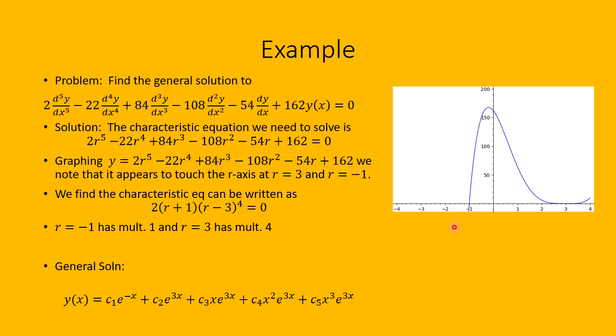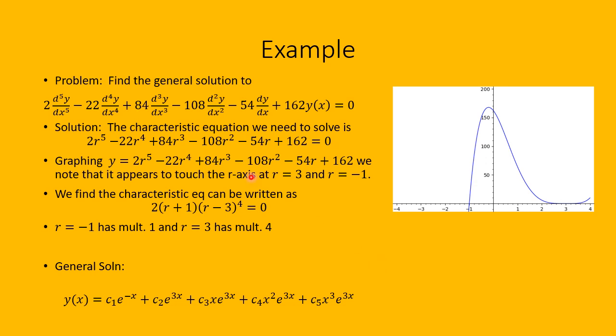From here, it looks like the polynomial crosses the x-axis at -1 and perhaps touches the x-axis right at 3. It gets down here, getting closer and closer to 0 until we get to 3, and then it seems to increase again. So we guess that r equals -1 and r equals 3 are going to be solutions to that characteristic equation, that polynomial equation. And if you graph a little bit more, you'll find out that those seem to be the only places where this graph touches the r-axis.